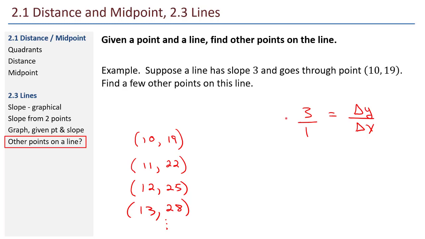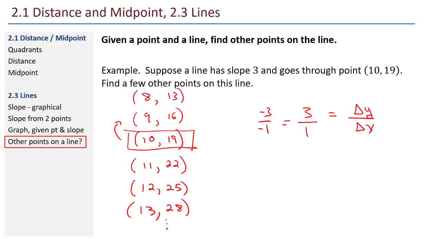Now, I could also think of this slope of 3 as a negative 3 over negative 1. And so if my x decreases by 1, my y will decrease by 3. So how about going the other way now? 10, I'll decrease that by 1 to make 9, and my y will decrease by 3 to make 16. And 9 can decrease by 1 to make 8, and 16 can decrease by 3 to make 13, and so there we have it. So given my initial point, I was able to use that slope to figure out a few other points on that line.